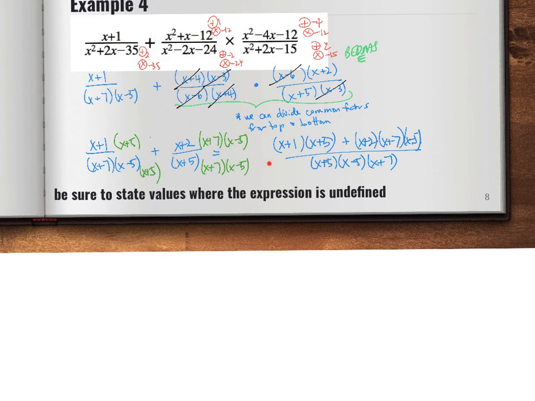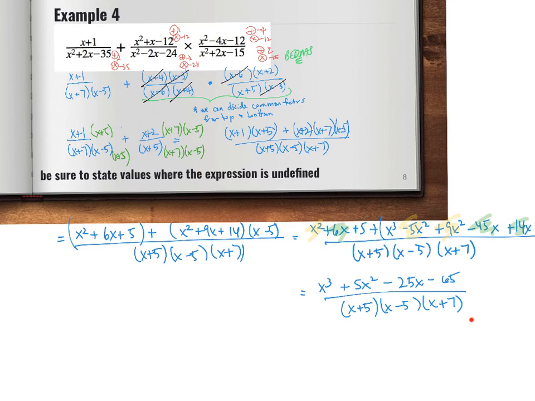Okay, so the last step then is to expand and simplify and then state the restrictions. All right, so this one got kind of ugly. I expanded these two expressions, so x plus 1 times x plus 5 gives me x squared plus 6x plus 5, and I started to expand this, and I ended up with this ugly expression over here. Once I collected all my like terms on the top, this is what I ended up with. So my last step now is to determine all of my restrictions.